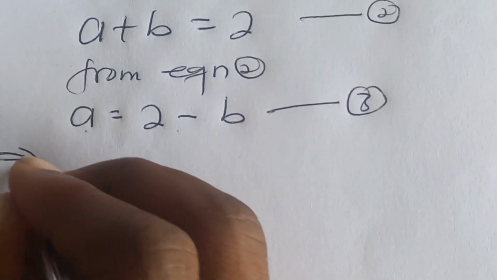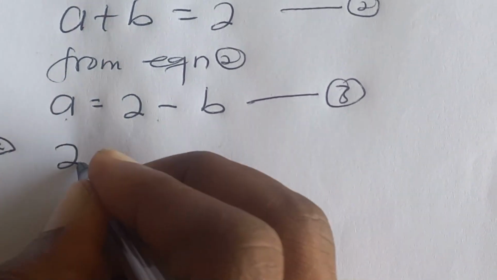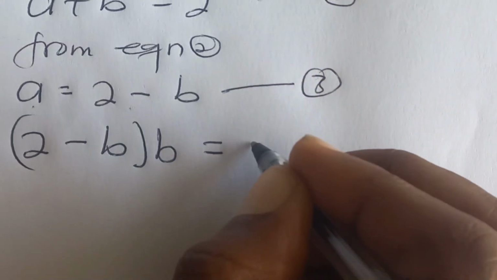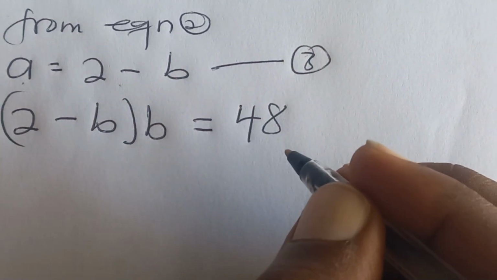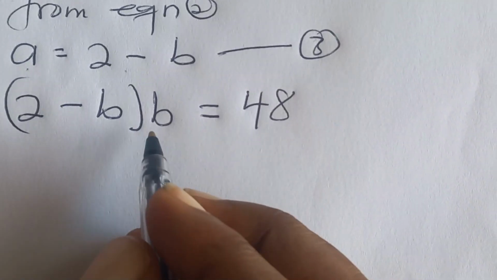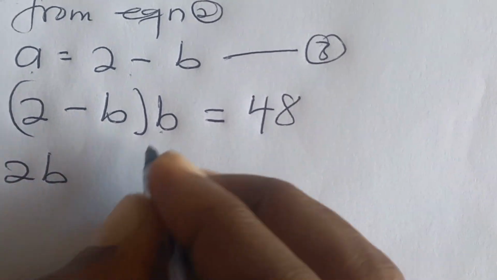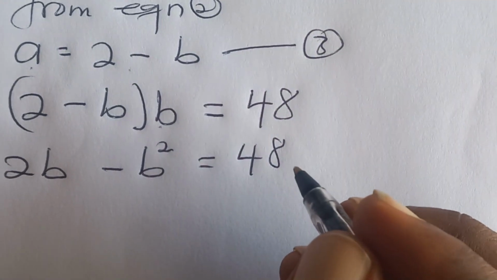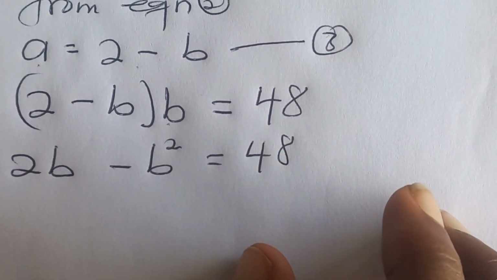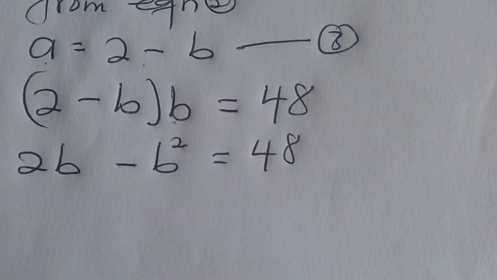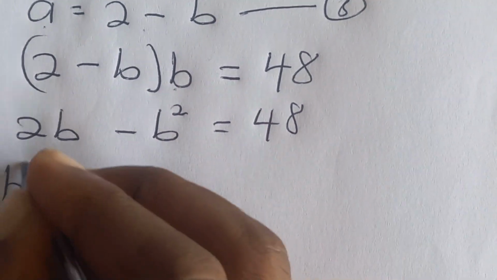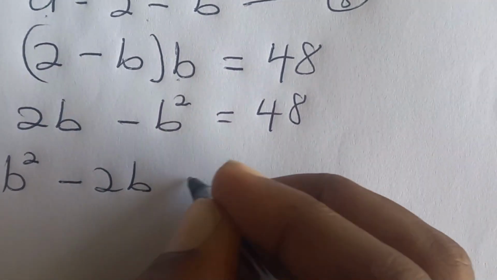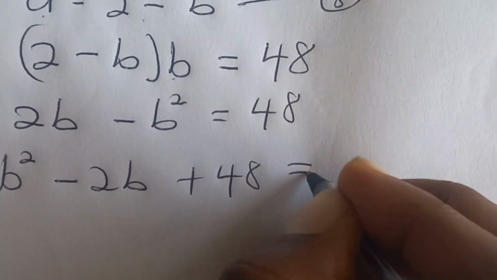So we're going to get 2 minus b, into brackets, multiplied by b is equal to 48. So let's expand this bracket. So we're going to get 2b minus b squared is equal to 48. Okay. Now let's rearrange this quadratic form. So b squared minus 2b plus 48 is equal to 0.